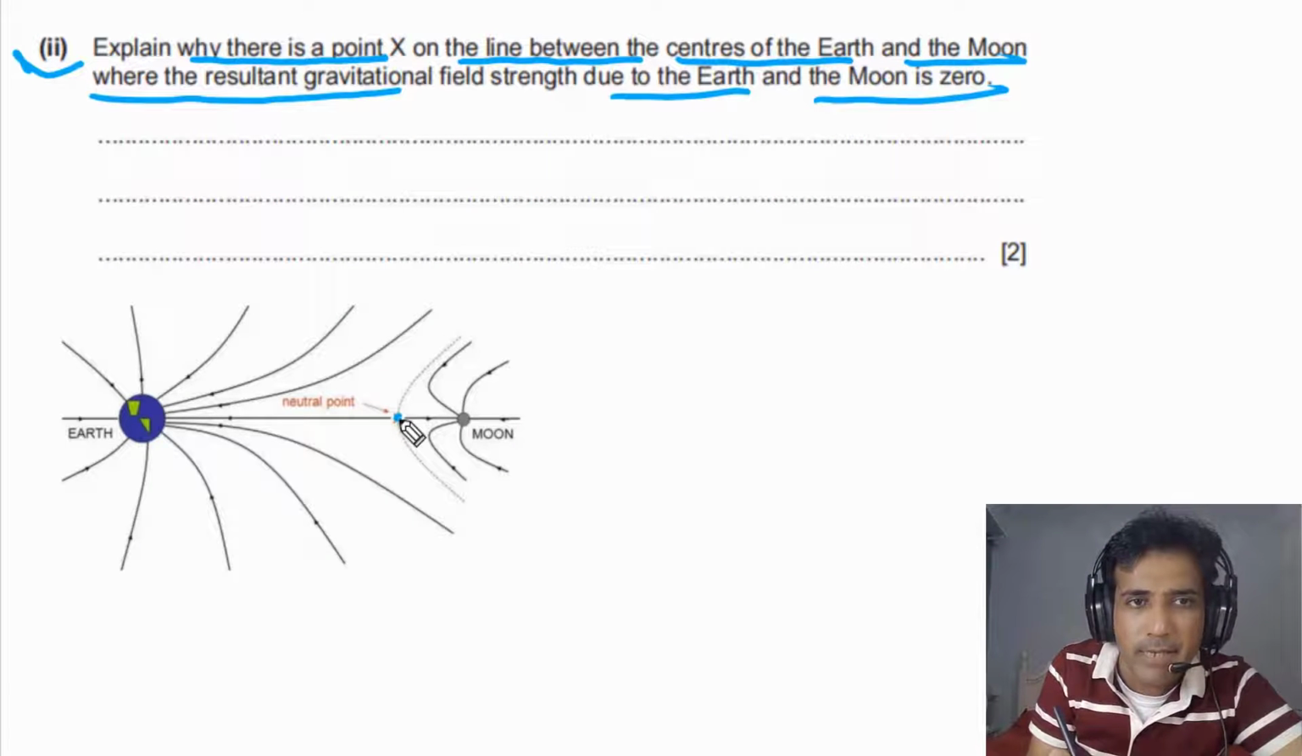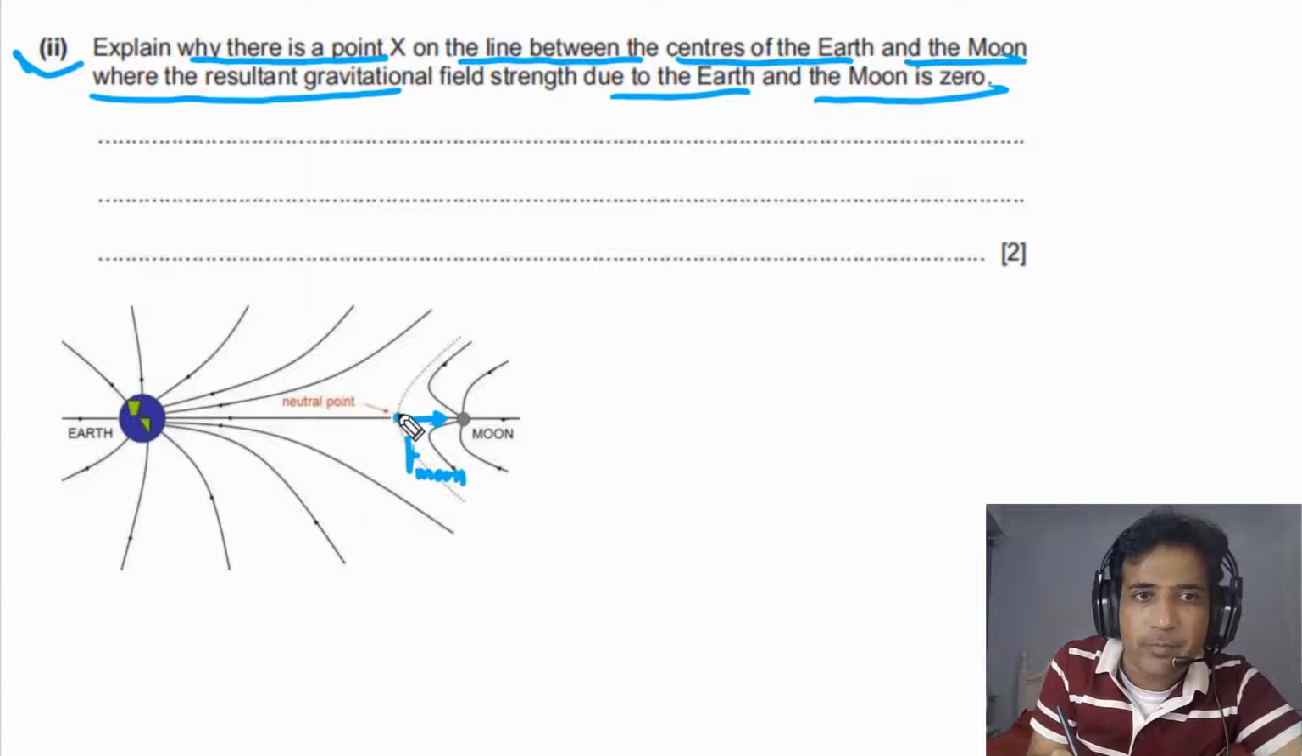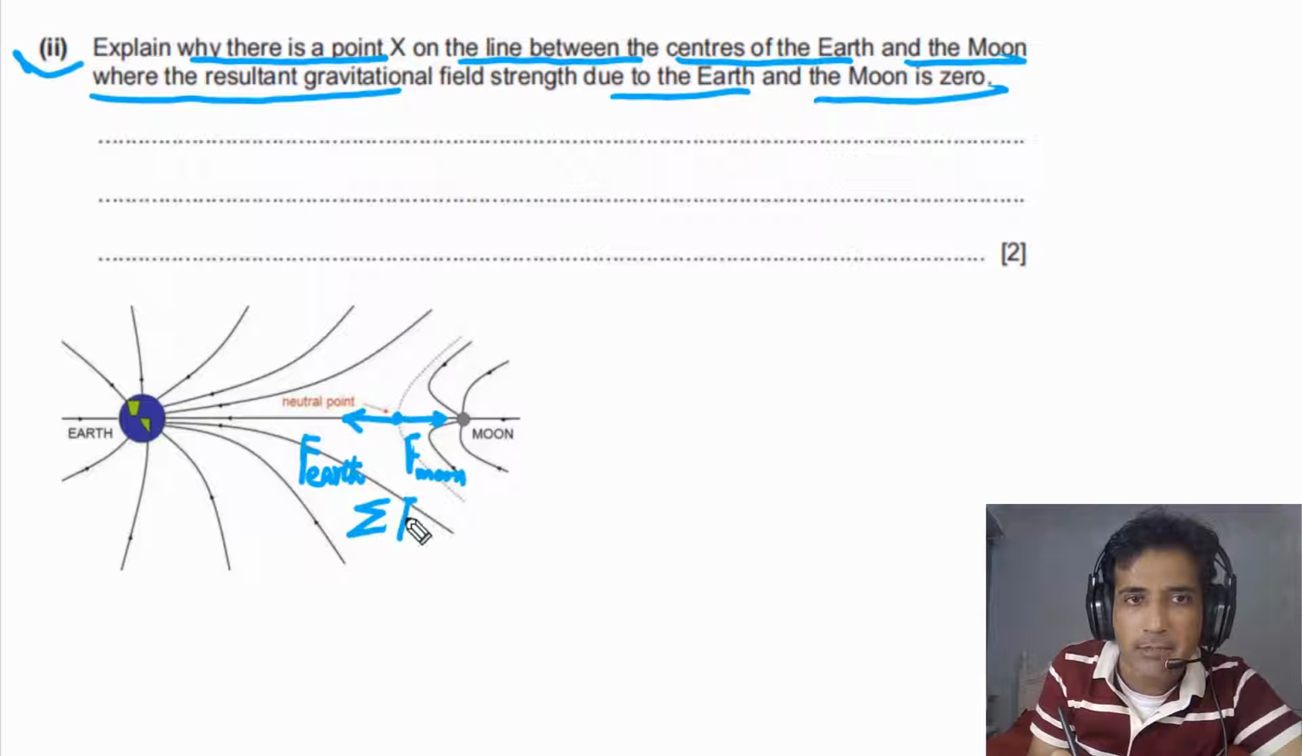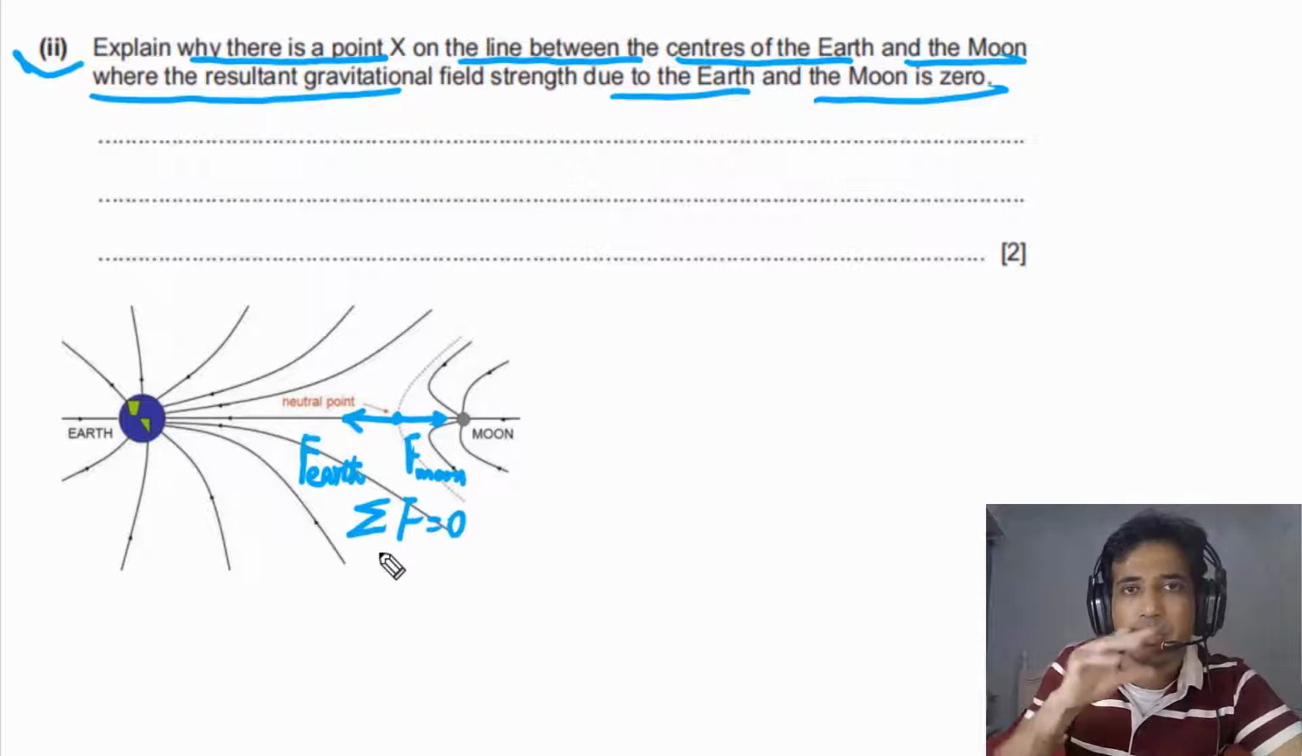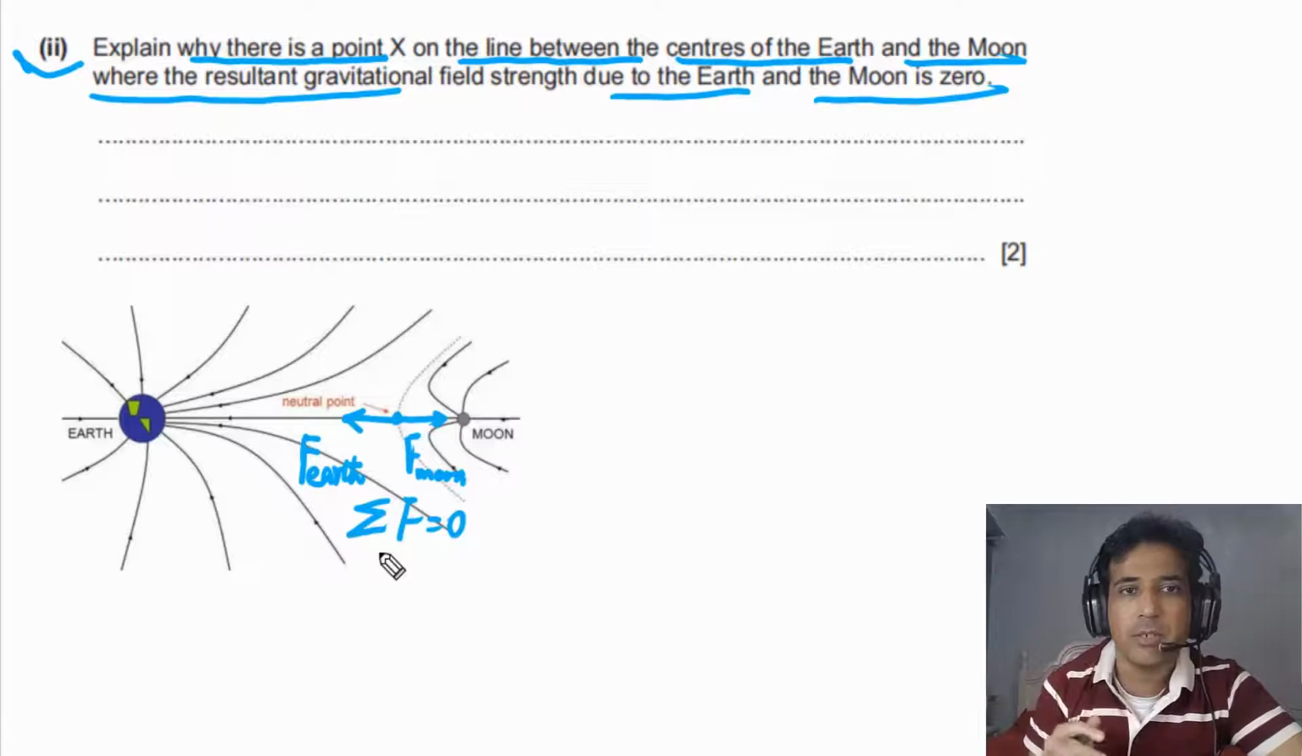Because if we place any mass at point X, the force on that mass due to the moon will be to the right. We can say force by moon, and the mass at the neutral point will also experience force due to Earth. And these two forces will be equal in magnitude and opposite in direction. So the resultant force on the mass will be equal to 0. So the mass will just stay at rest if we place it at that point. So the net force will be 0.